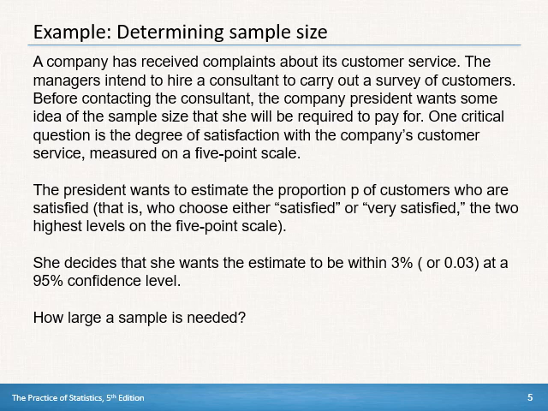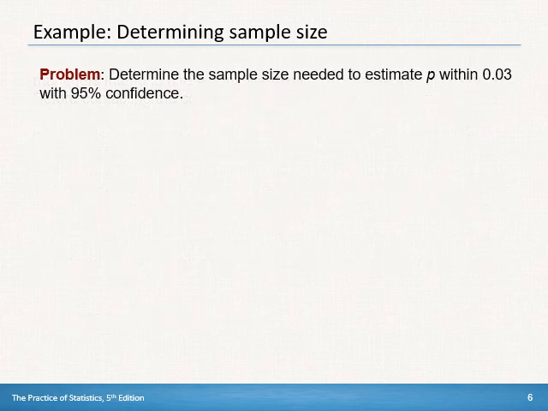And she decides she wants the estimate to be within 3%. So that means our margin of error will be 0.03. And then she also has decided that she wants a 95% confidence level. All right, so how big of a sample is needed in this case? We want our margin of error to be within 3%. If it's smaller than 3%, that's fine, but it cannot be larger than 3%.